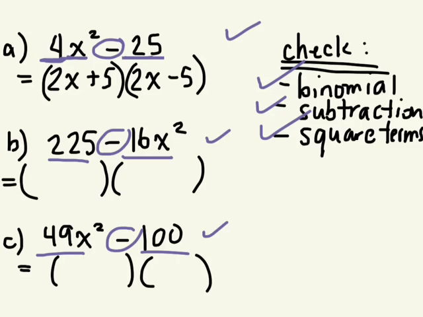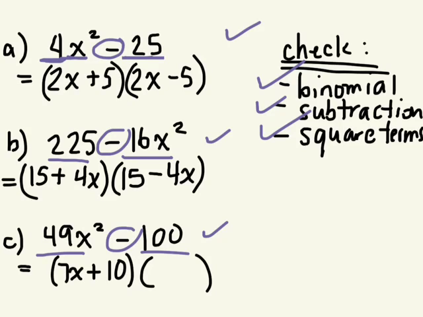Good. B. The square root of the first term is 15. 15 times 15 gives you 225. The square root of the second term is 4x. Plus, minus. Yes, it does. Good. I wrote it opposite because I couldn't hear you.